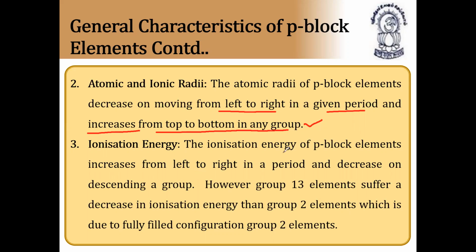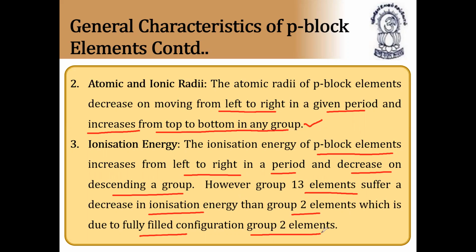Next, ionization energy. The ionization energy of p block elements increases from left to right across a period, and decreases on descending a group because of the increase in atomic number. However, group 13 elements suffer a decrease in ionization energy compared to group 2 elements, which is due to the fully filled configuration of group 2 elements.